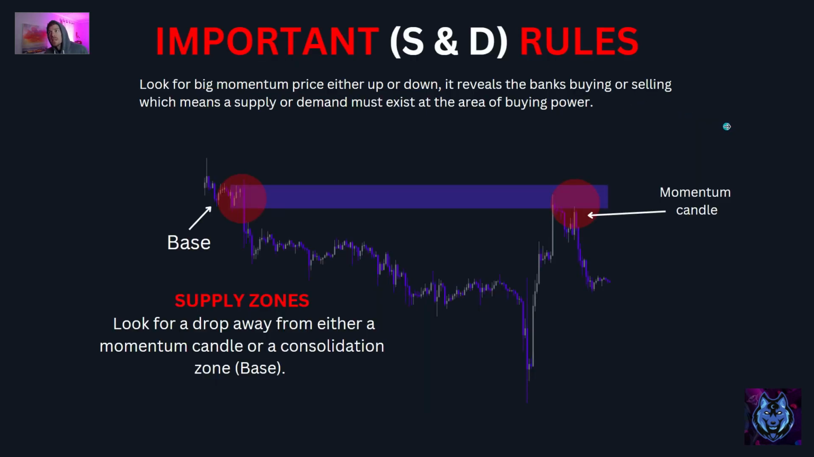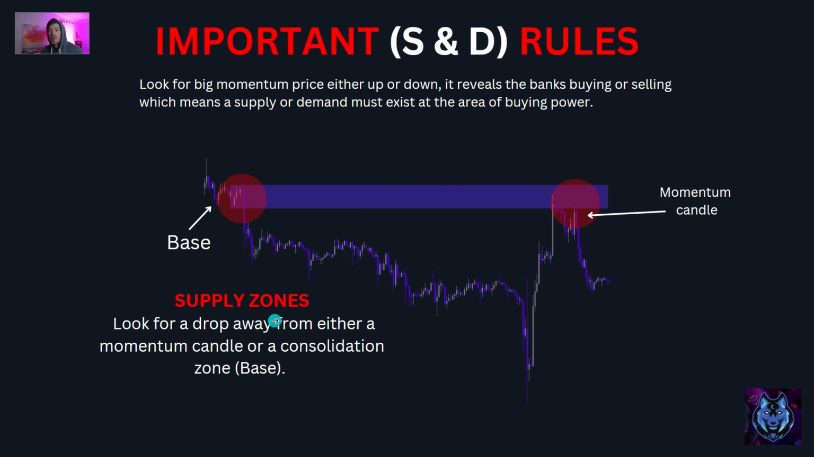These are important supply and demand rules, so pay close attention. Look for big momentum price, either up or down. It reveals the banks buying or selling, which means a supply or demand must exist at the area of buying power. So we have a supply zone over here.